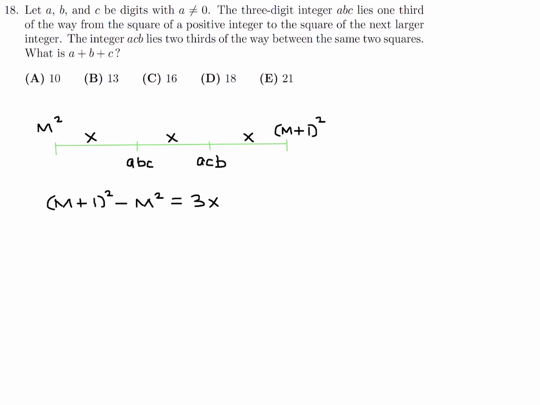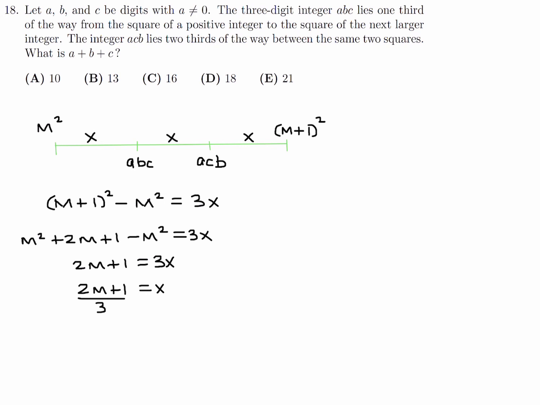So if you expand and simplify the left side, you'll get m squared plus 2m plus 1 minus m squared is equal to 3x. And therefore, this just becomes 2m plus 1 is equal to 3x. Okay, so far so good. And then, if you want, you can write x is equal to (2m plus 1) over 3. I don't know if that's going to help, but we'll see.